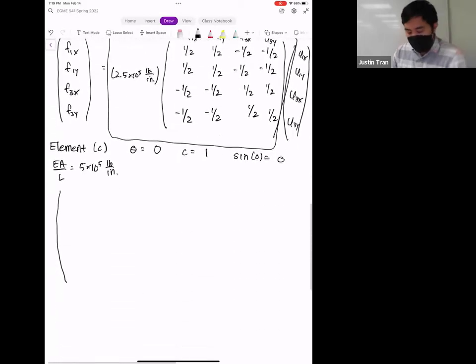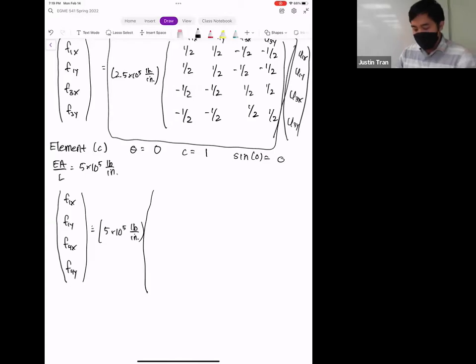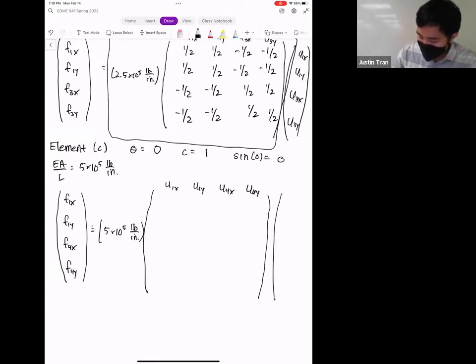And so we have F1x, F1y, F4x, F4y. Then out in front, we have a 5 times 10 to the 5th pound per inch. And so if we write in the components, we have U1x, U1y, U4x, U4y. We have U1x, U1y, U4x, U4y.